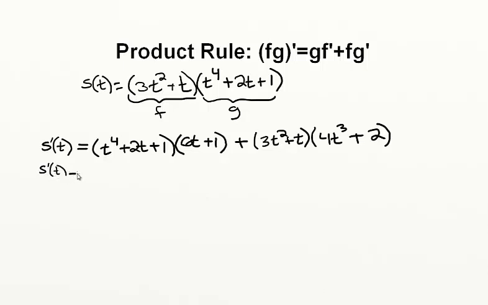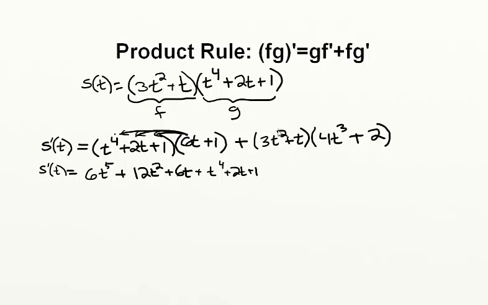So we'll write s prime of t is equal to, so we're going to take our 6t and let's just multiply it through to each of these. So we'll get a 6t to the 5th. 6 times 2 is 12, so we're going to get plus a 12t squared, then plus a 6t. Now we're going to multiply the 1 through, and so that would just be plus a t to the 4th, plus a 2t, plus a 1.